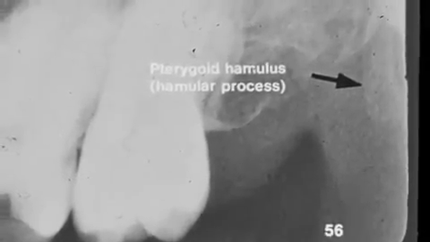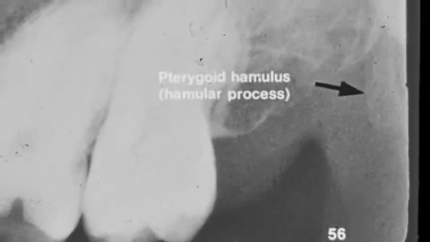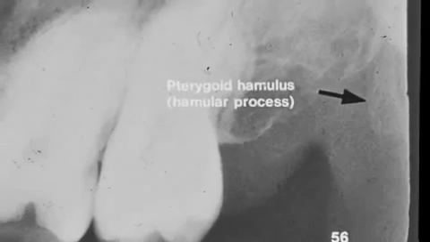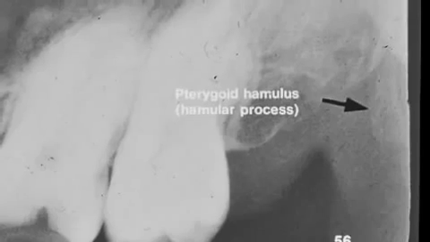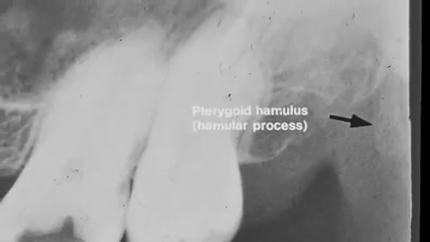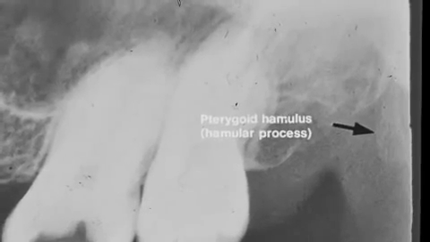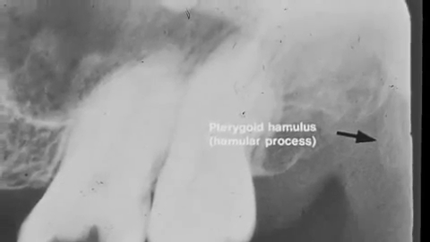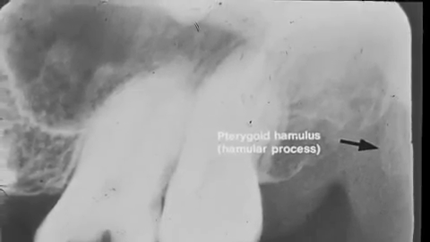Previously, we saw the hamular process. This is the arrow pointing to the hamular process, an extension of the sphenoid bone. In the very upper part of the slide, at the end, you'll see a little radiopaque projection. This is the zygomatic process.